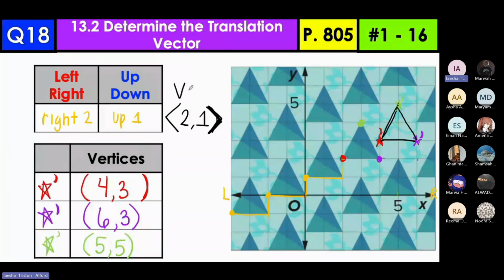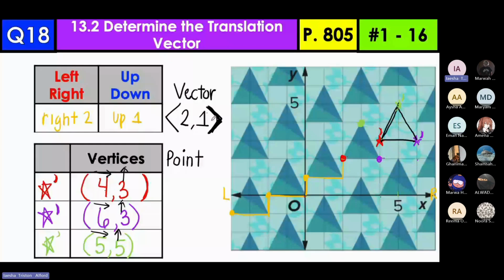This one is called vector. The vertices is about the point. So if I gave you this point, where is it in the graph? You will go right 4 and up 3, right 6 and up 3, right 5 and up 5. The vector is about the translation. I think you'll understand if I go to the next slide, okay?